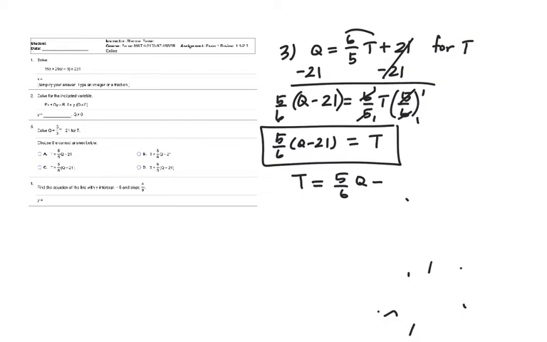Okay, 35/2. Okay, so we'll go with this one since we have solutions to choose from. And in this case here, we'll choose, not a, sorry, we'll choose d. t equals 5/6 times q minus 21. Okay, let's look at number 4.